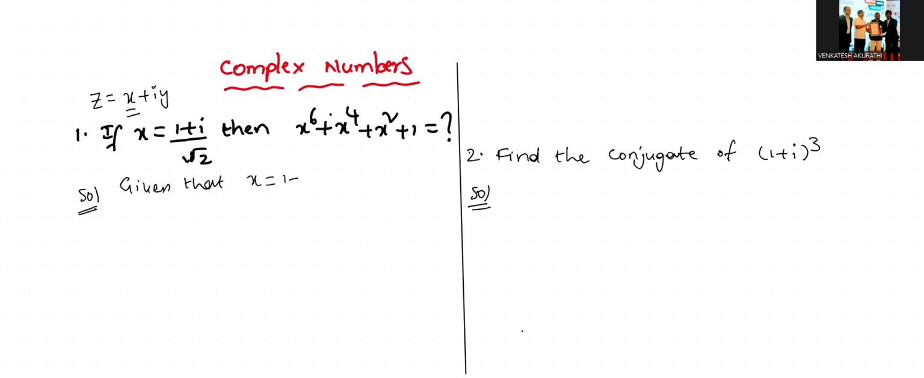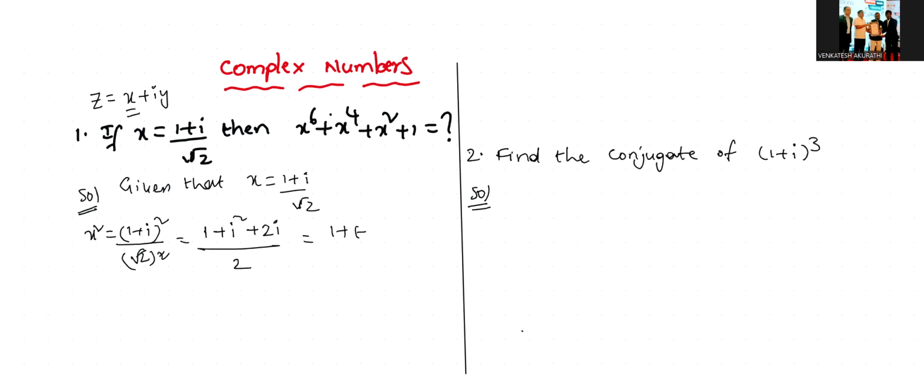Now x square is equal to (1 plus i) whole square by root 2 whole square. This is in the form of the a plus b whole square formula: a square plus b square plus 2ab. The root and square cancel, divided by 2. 1 plus i square value minus 1 plus 2i by 2, plus 1 minus 1 cancel, that is equal to 2i by 2. 2 cancel. Finally, we get i value.